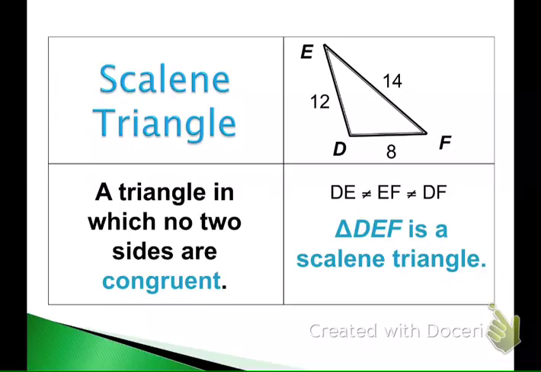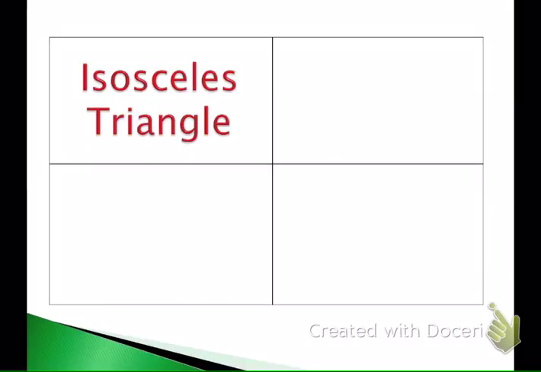Go ahead and fill in that information for the example that you have on that scalene triangle. Give you guys a minute to finish that one. So the next type of triangle classifying by sides is the isosceles triangle. Can you guys say isosceles? Isosceles.